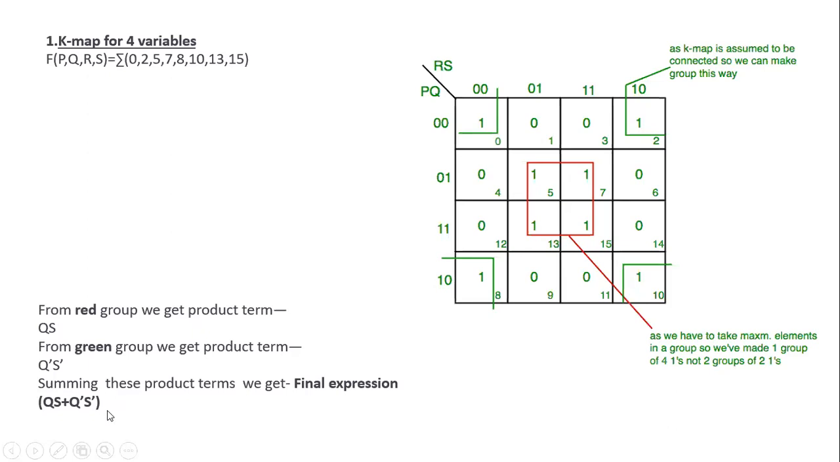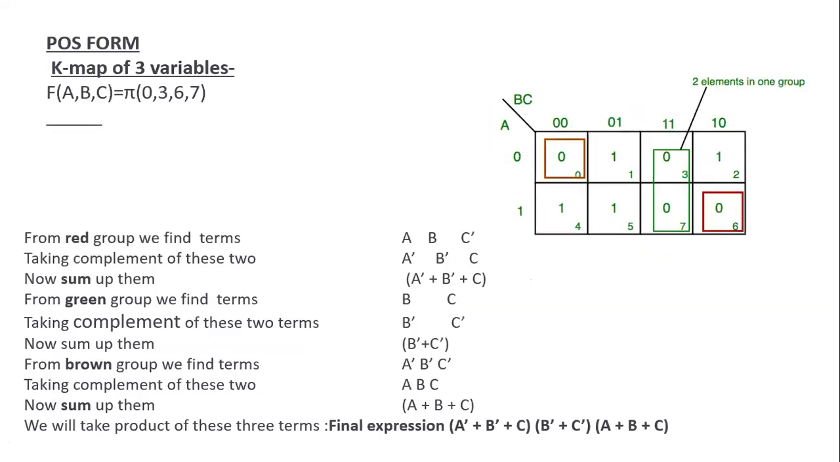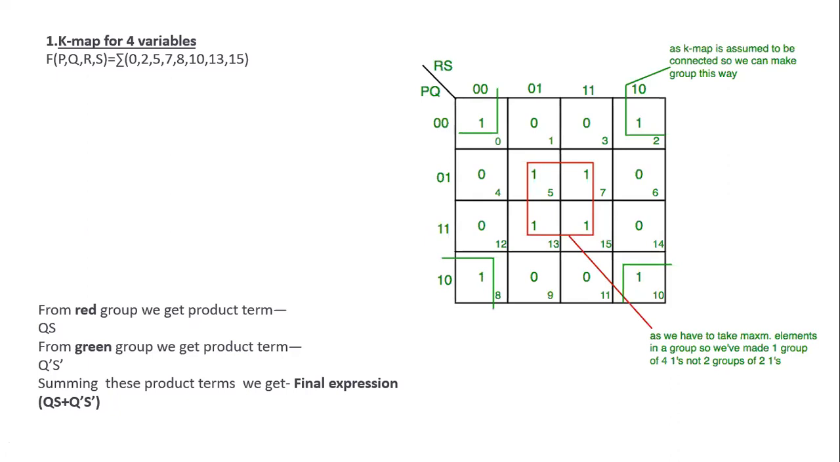So that is how you will sort out for 3 variables, 2 variables, 4 variables. Got it? Fine. So now we will stop here for SOP. So I think it's clear to you how to do it. Is anyone having any doubt?